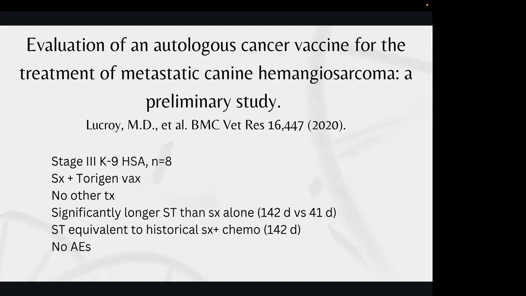Again, it's not a perfect paper and it's not that long of survival time, but hemangiosarcoma is a terrible, terrible cancer. And if you already have metastatic disease, I'm going to be very blunt. Your patient will no longer be with us in a month. So to see a survival time of 142 days with this vaccine, that was interesting enough to me to try it.